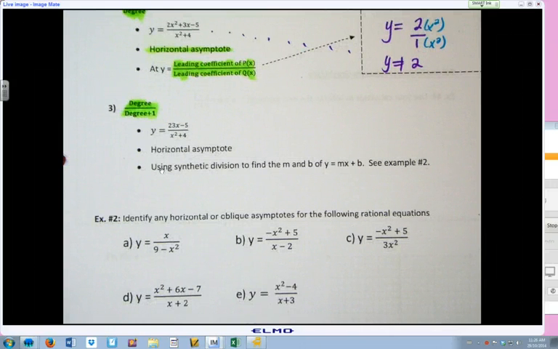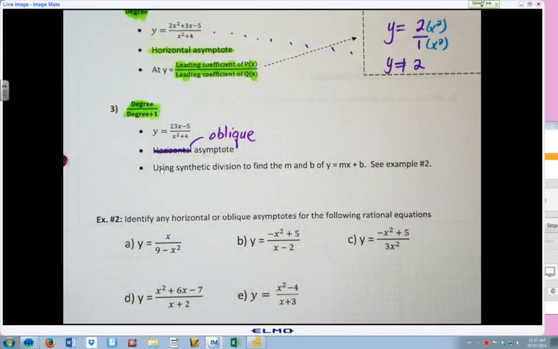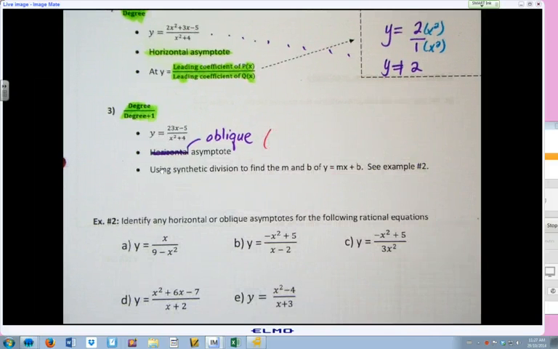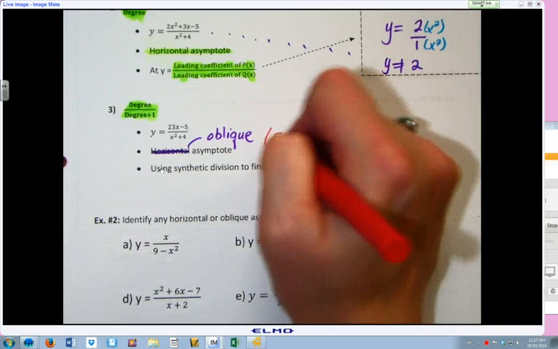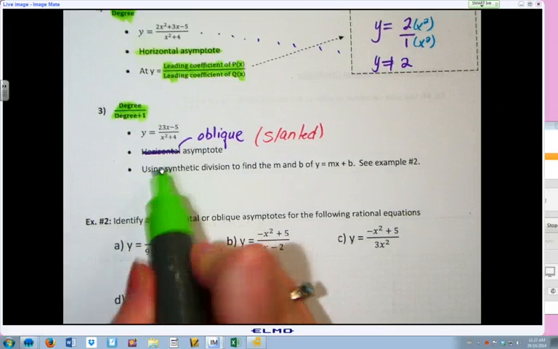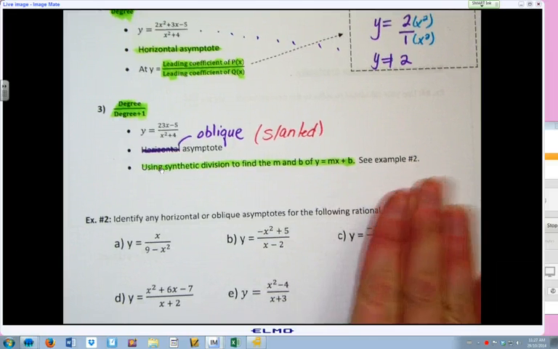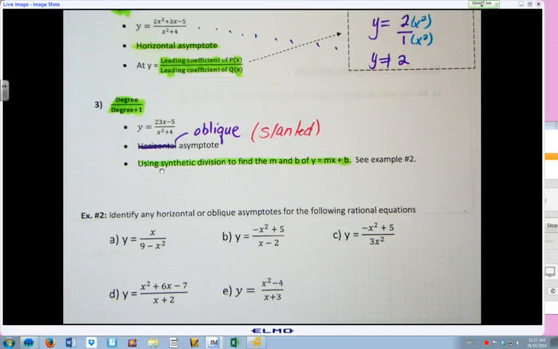There's an example of what one might look like. The degree on the top is 1, degree on the bottom is 2. And this should be oblique asymptote, not horizontal. Oblique asymptote. And in case you've already forgotten, what's an oblique asymptote? Not horizontal, it means slanted. What do we do? We use synthetic division, which you've never heard of yet, to find the m and the b, and then we're going to put it into y equals mx plus b, and that's going to make a lot more sense when we get down to the example. So just hold on to that idea for a second.